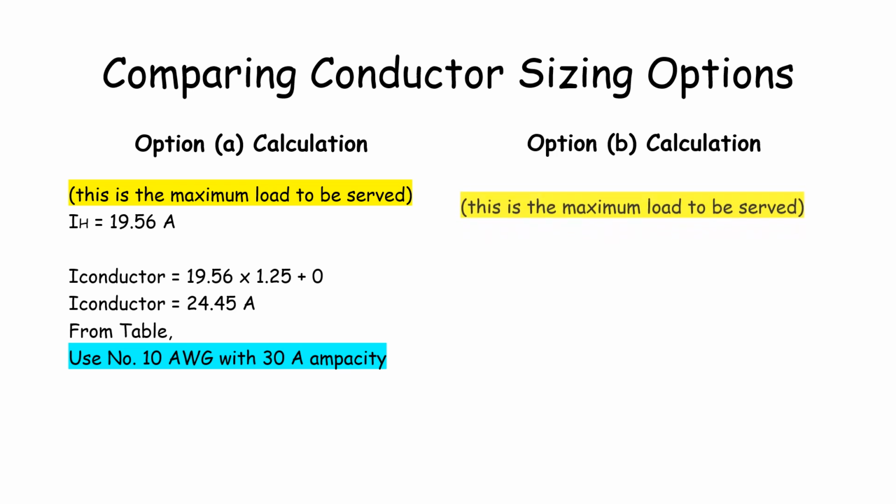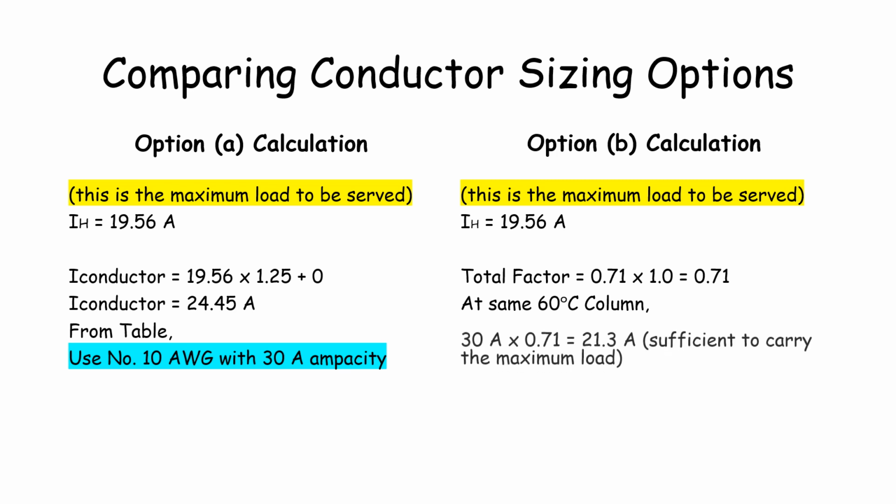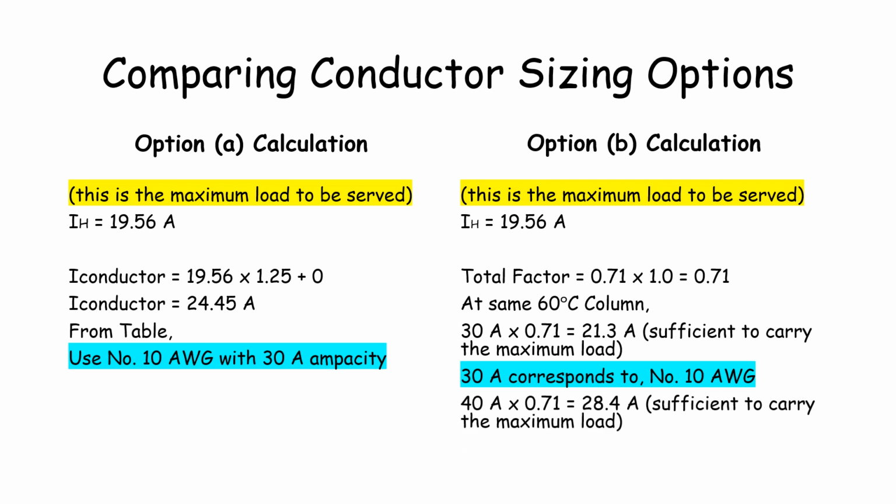For option B, this is the maximum load to be served, the same, 19.56 ampere, and using the adjustment factors and correction factor, at the same 60-degree column, using 30 ampere ampacity times the total factor of 0.71, it gives us 21.3. This is sufficient to carry the maximum load. And 30 ampere corresponds to number 10 American wire gauge. 40 ampere times total factor 0.71 is equal to 28.4 ampere. This is also sufficient to carry the maximum load. And 40 ampere ampacity in the table corresponds to number 8 American wire gauge.